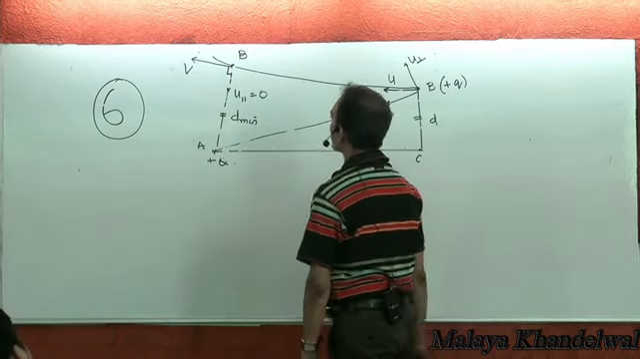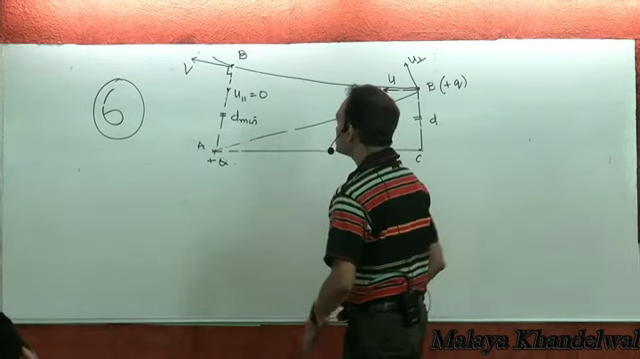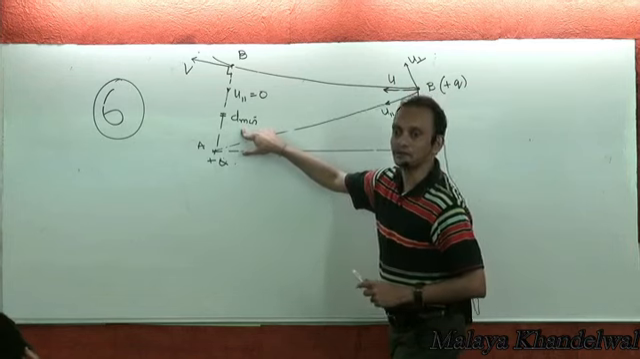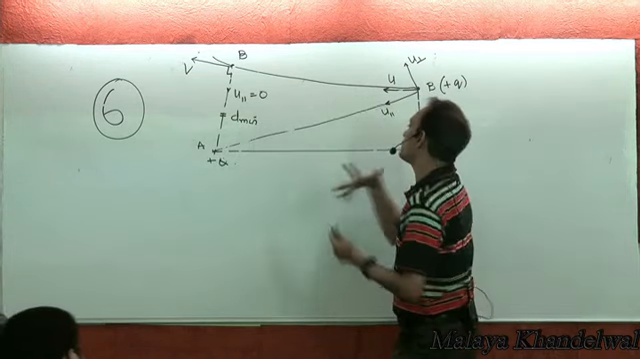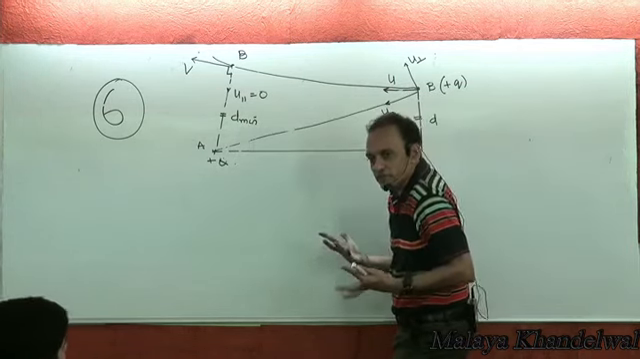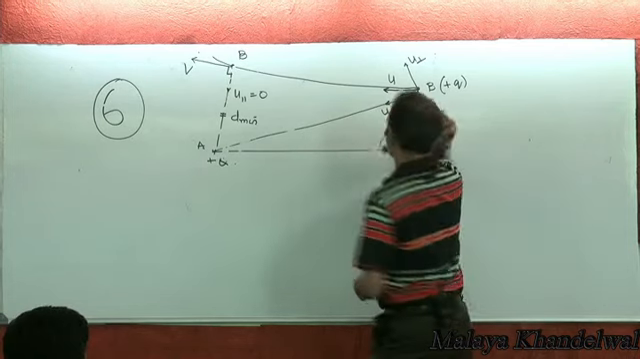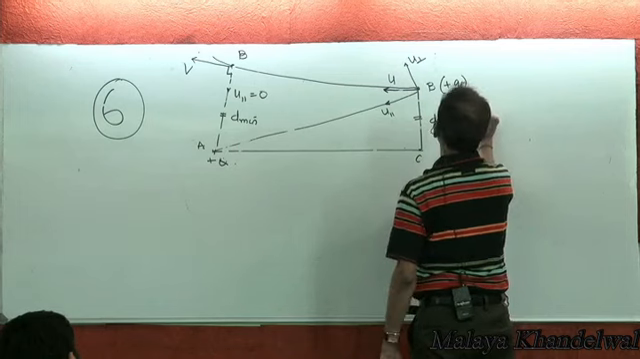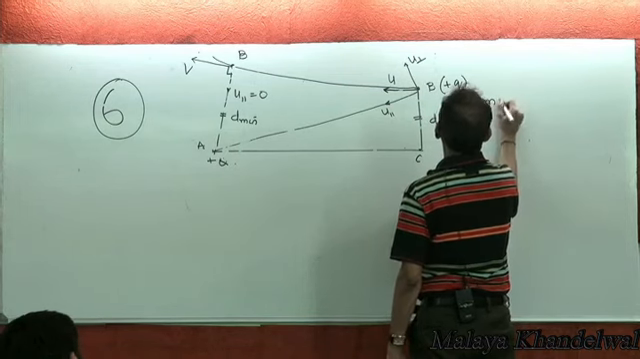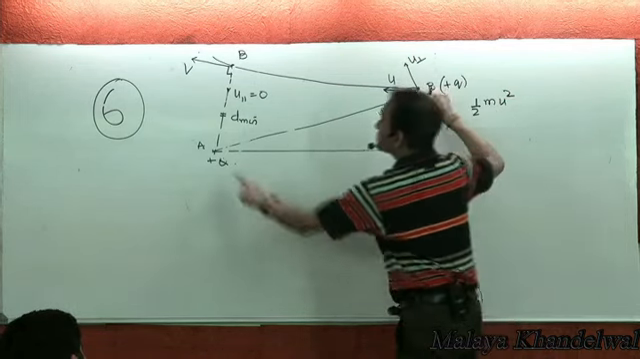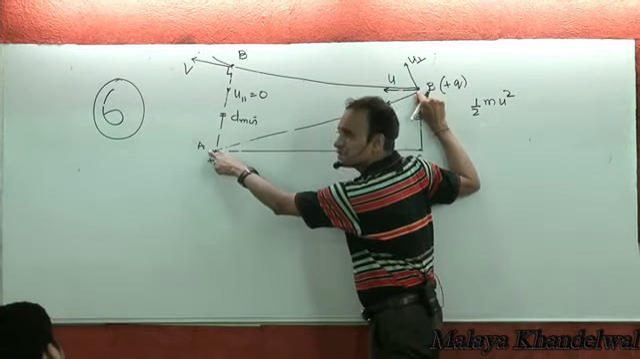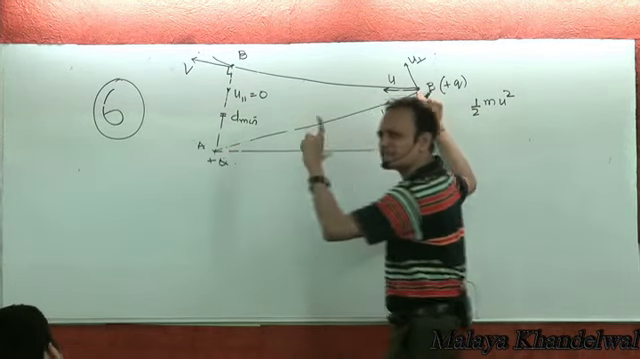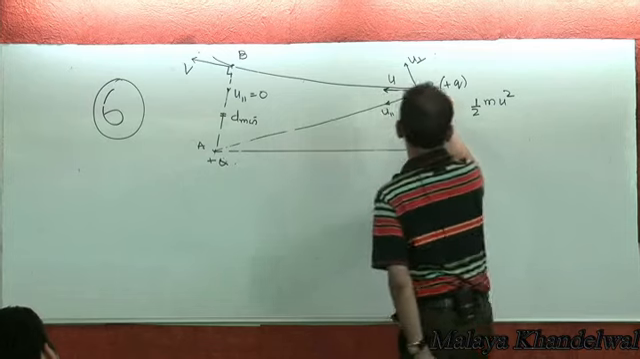Now, I want to find d min. First of all, it's a conservative field. I can apply conservation of energy, and the total energy at this point is only kinetic. Why? Because this separation is very large, so potential energy is 0. There is no interaction between the two charges. This is 0, right?